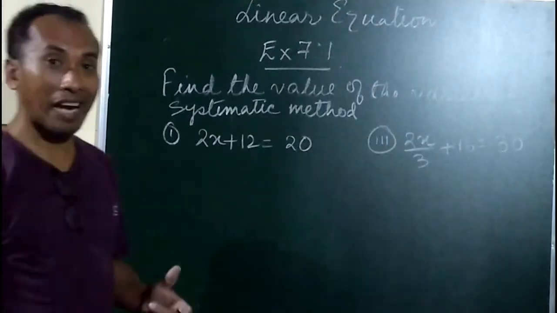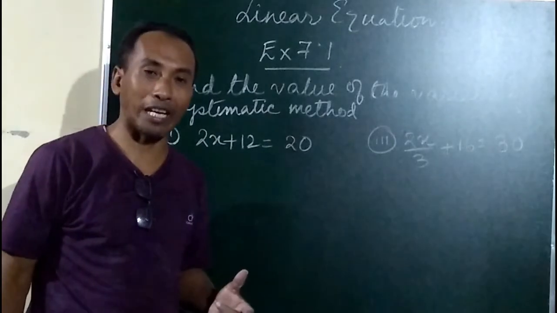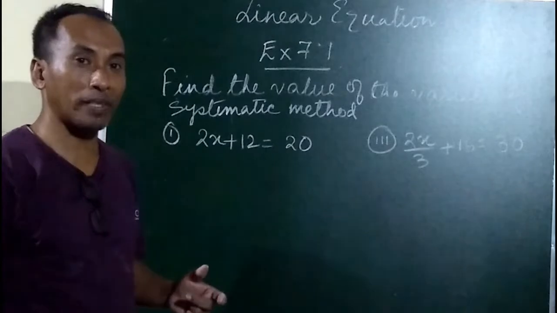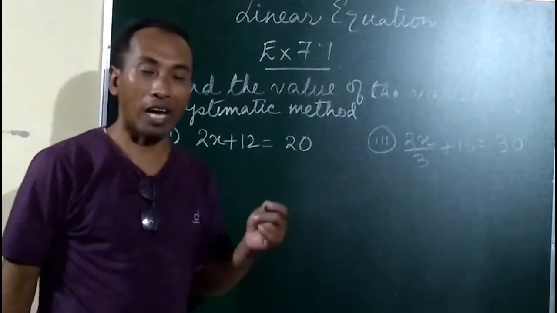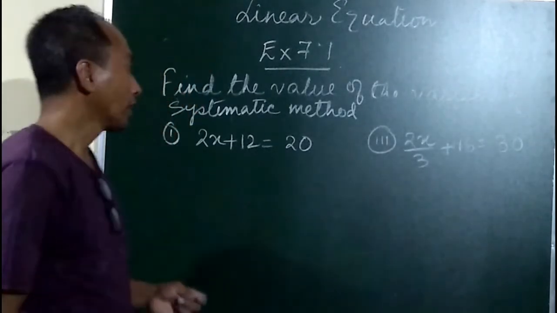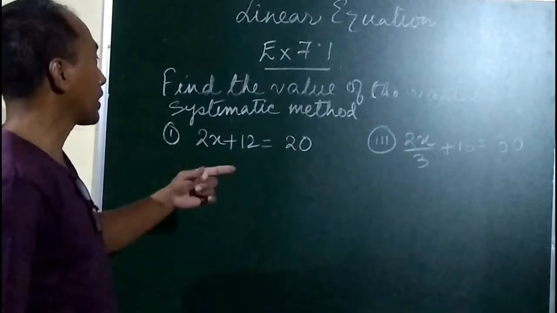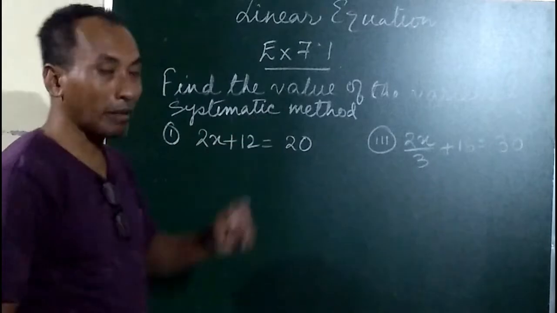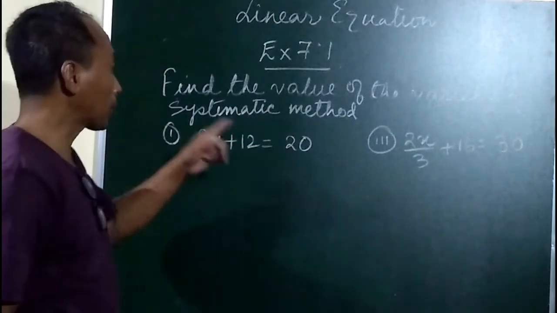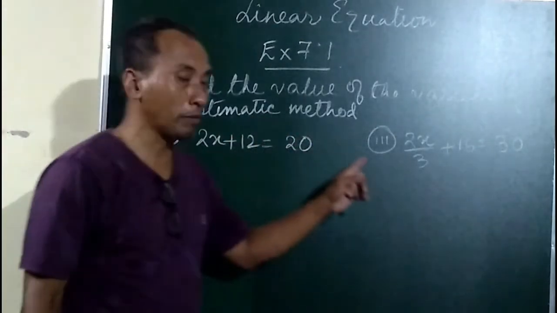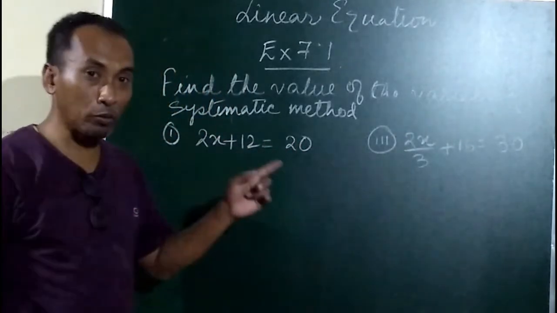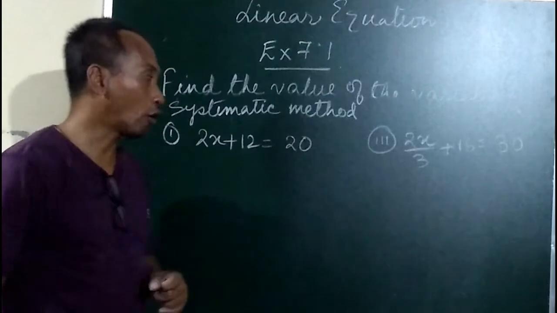Two questions are left out for solving by the trial and error method. I give them to you as your homework. Now let us follow the next question: find the value of the variable by the systematic method. For the systematic method also I have taken question number 1 and question number 3. For your practice, question number 2 and question number 4 will be your homework.